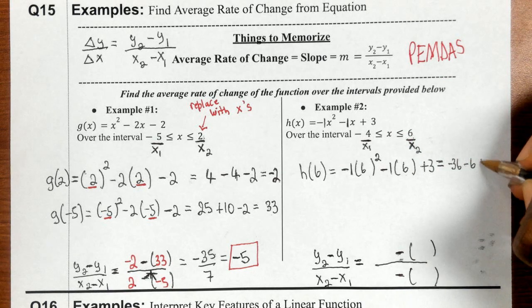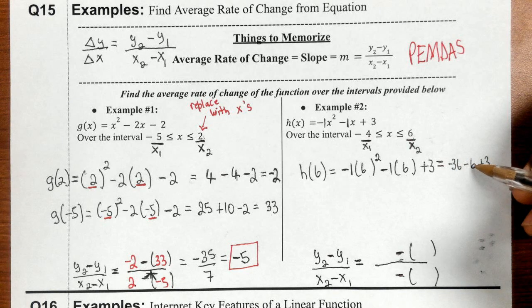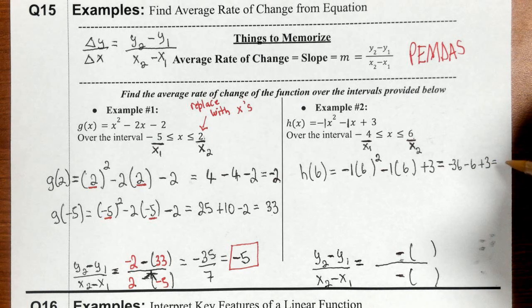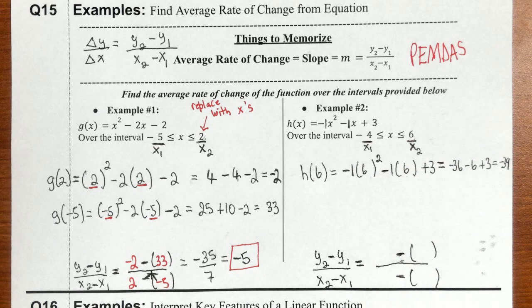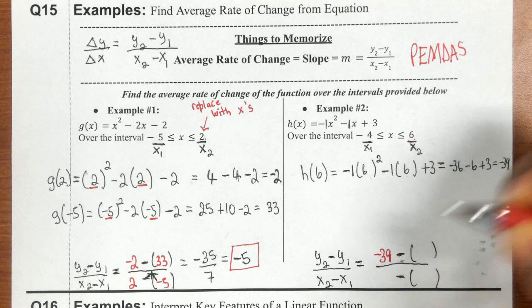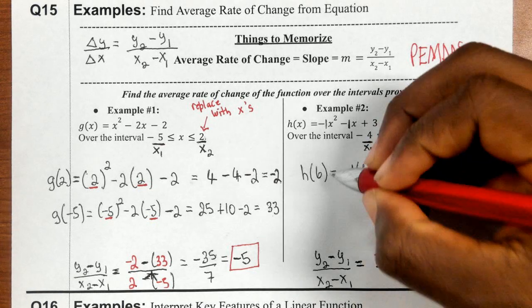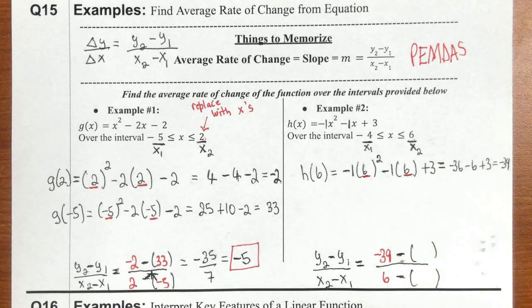And the positive 3, I bring it down. Negative 36 minus 6 gives me a bigger negative, negative 42. Negative 42 plus 3 gives me a smaller negative, which would be negative 39. So that means when I plugged in 6, I got negative 39. So my y2 is negative 39, and the x that goes underneath it is positive 6.